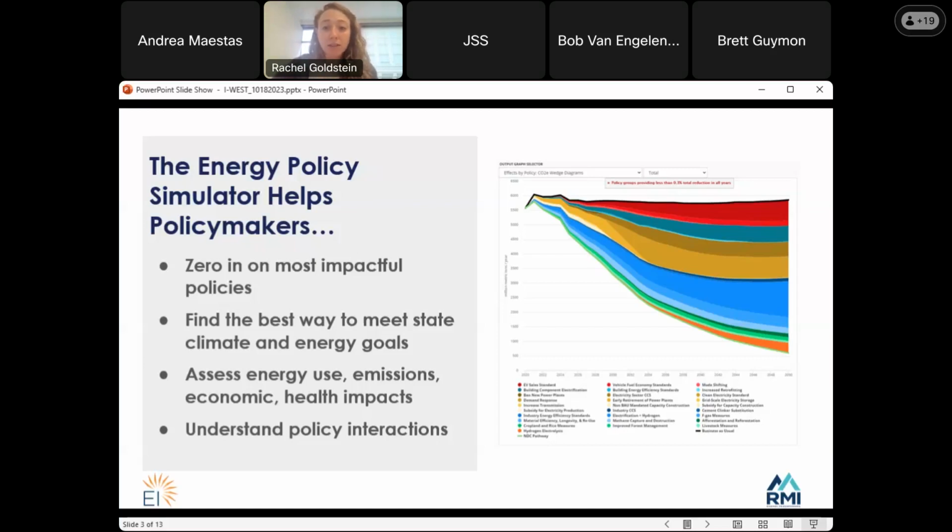The model also uses annual time step and forecasts from 2020 out to 2050. So there are a lot of policies we can consider, and the EPS helps us cut through the noise and identify which policies are going to be the most impactful and cost effective and show us how they interact with other policies in a package. Next slide, please.